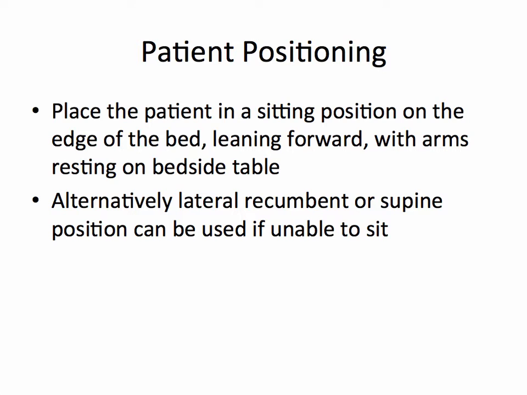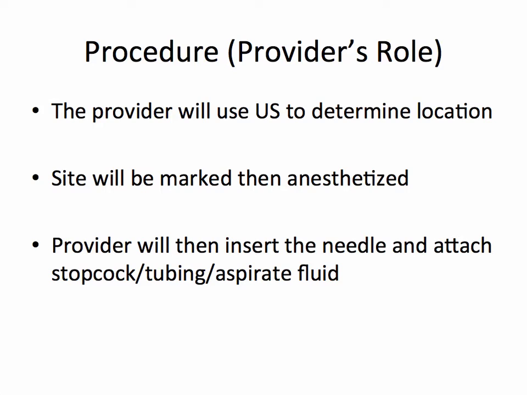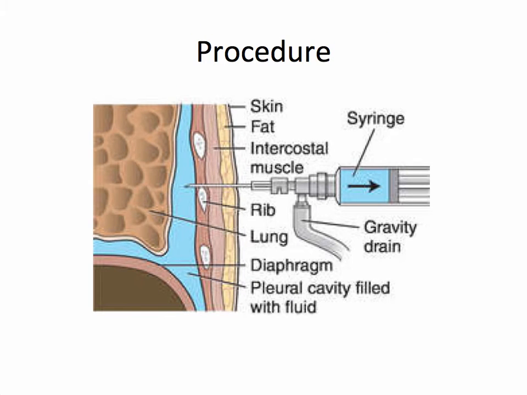For this procedure, you'll want to place the patient in a sitting position on the edge of the bed, leaning forward with arms resting on the bedside table. Alternatively, the lateral recumbent or supine position can be used if unable to sit. For the procedure, the provider will use ultrasound to determine the location of the pleural effusion. The site will be marked, then anesthetized. The provider will then insert the needle and attach the stopcock or tubing, and then aspirate fluid. Here's an image showing the needle going into the pleural cavity.